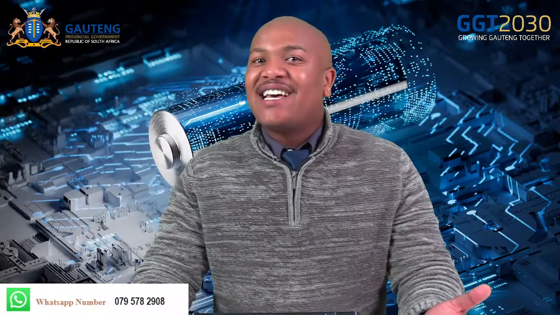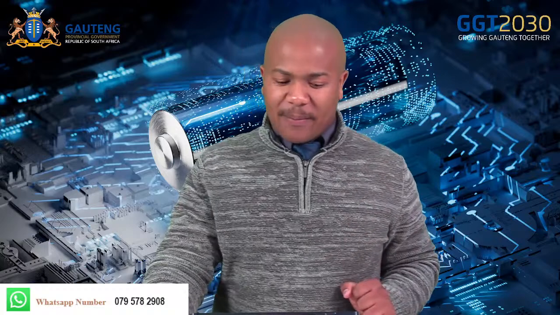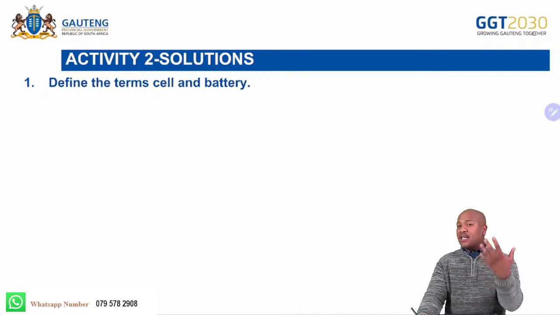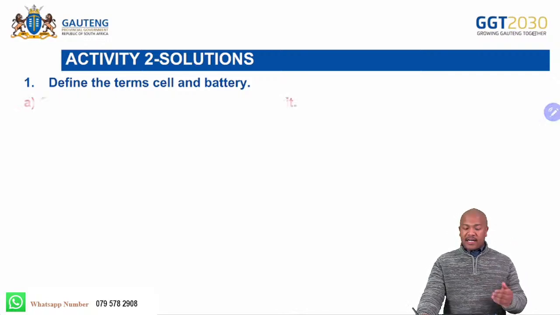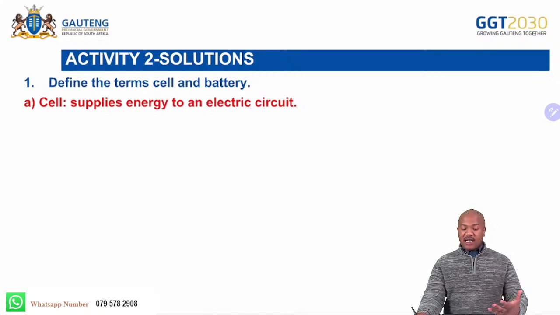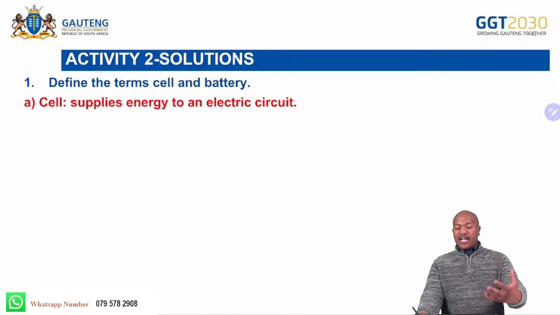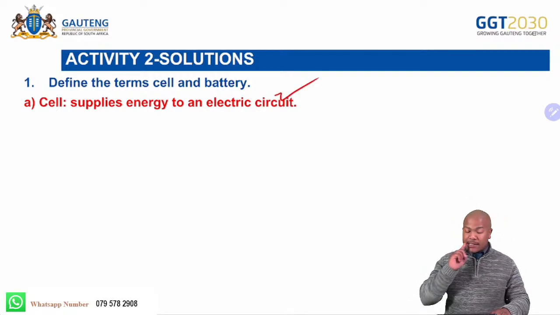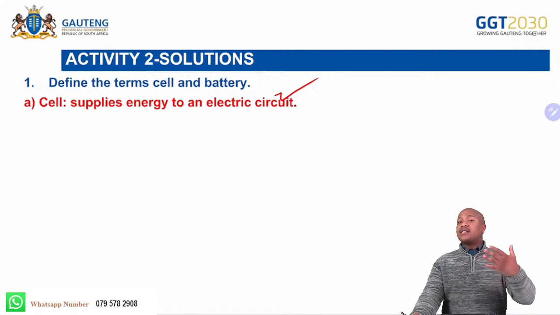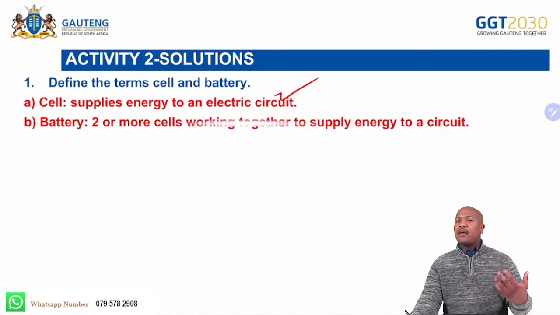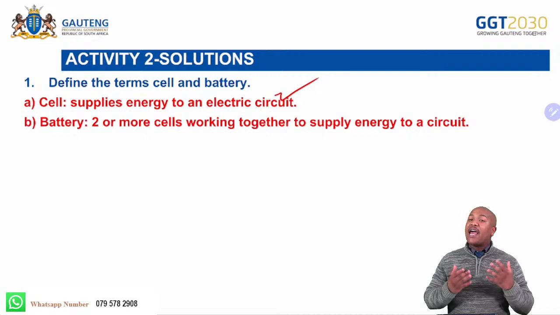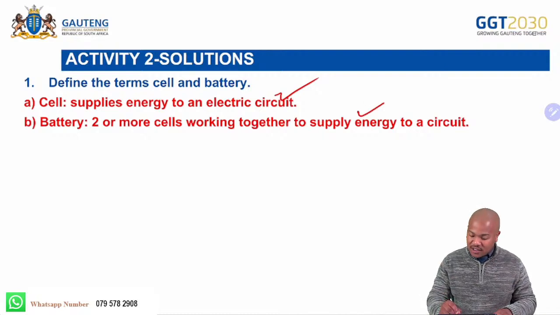Welcome back, grade 9 learners. Now, I hope you were able to answer our questions. Let's look at the solutions together. Number one was saying define the terms cell and battery, and here are our answers. A cell is a system that supplies energy to an electric circuit. B, what is a battery? It is two or more cells working together to supply energy to a circuit.